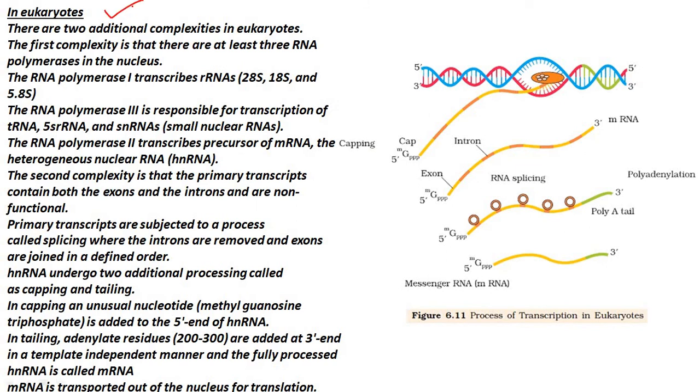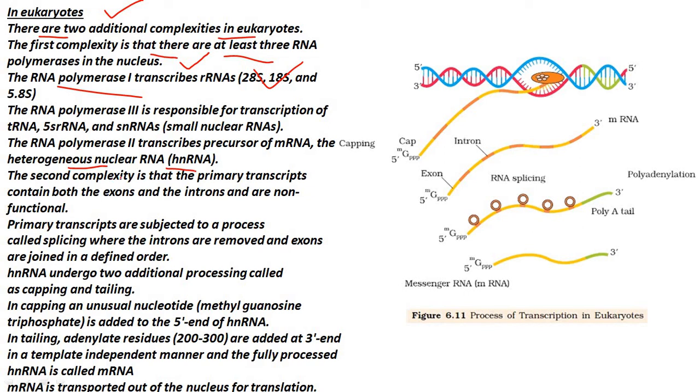Now, I'll be discussing the transcription process in the eukaryotes, and there are two additional complexities in the eukaryotes. The first complexity is that there are at least 3 RNA polymerases in the nucleus. RNA polymerase 1 transcribes 28S, 18S, and 5.8S ribosomal RNAs. RNA polymerase 3 is responsible for the transcription of the tRNA, 5S rRNA, and snRNAs. RNA polymerase 2 transcribes the precursor of the mRNA, the heterogeneous nuclear RNA, which I have told in the previous slides.